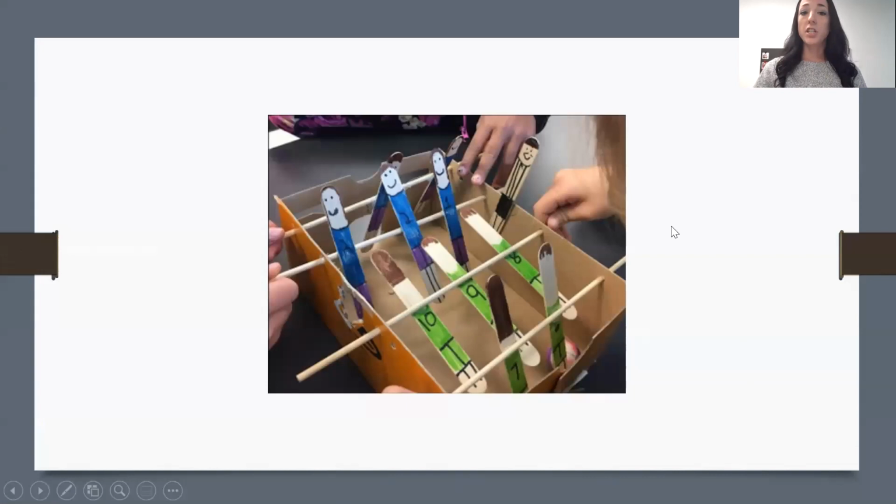Give them the option to use different materials. Maybe instead of wooden skewers, they have the option to use straws or different materials to make the people. Their task is to make the measurements.